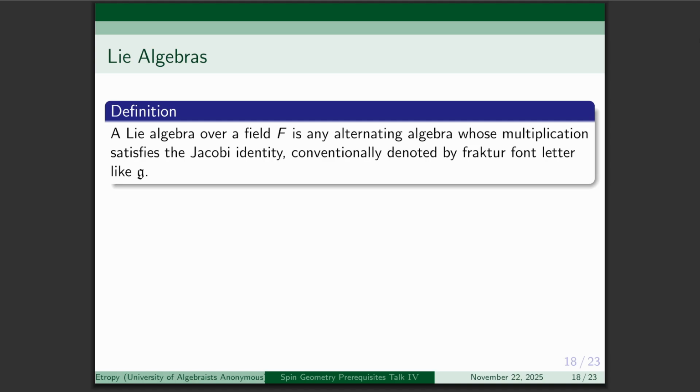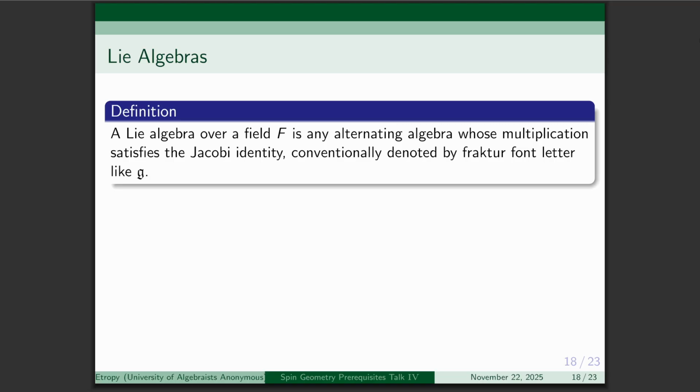And this can be seen to, in characteristic not 2, be equivalent to the condition that VW and WV map to additive inverses. And really, even in characteristic 2, this still follows, except just not the converse. And we want it to also satisfy the Jacobi identity. It's kind of the replacement of associativity.